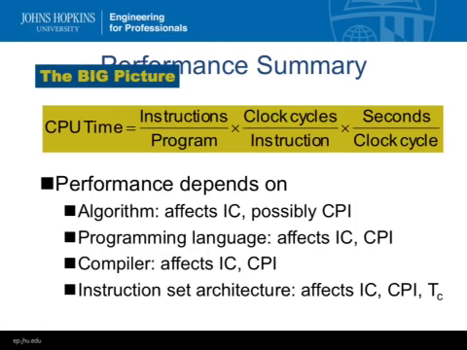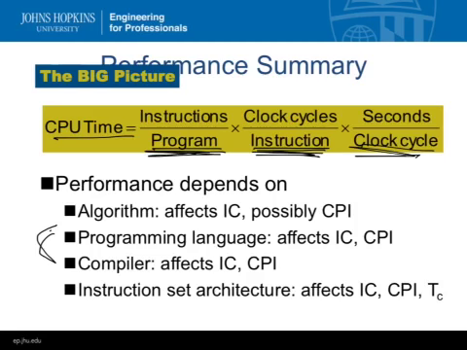Again, the CPU time to run a program is the number of instructions in the program times the clock cycles per instruction times the clock speed. So if we want to improve performance, we need to decrease the number of instructions in the program, or decrease the CPI, or decrease the speed. So changing the programming language or compiler can affect the number of instructions in the program and the CPI.